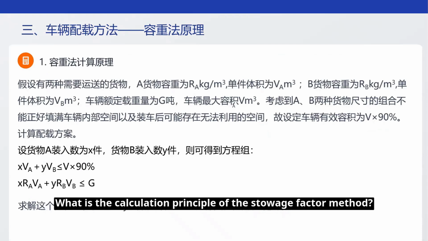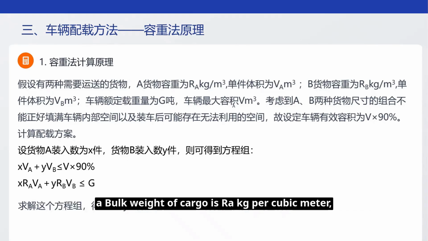What is the calculation principle of the stowage factor method? Suppose there are two types of goods that need to be delivered. A's bulk weight is Ra kg per cubic meter. The volume of a single piece is Va cubic meters. B's bulk weight is Rb kg per cubic meter. The volume of a single piece is Vb cubic meters. The rated load capacity of the vehicle is G tons. The maximum volume of the vehicle is V cubic meters.